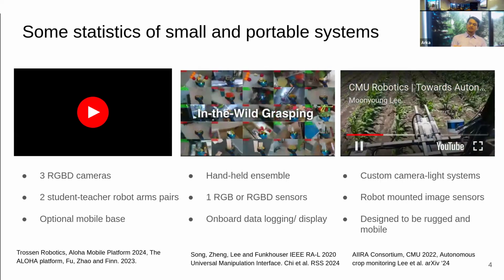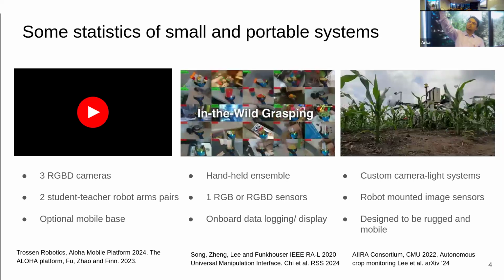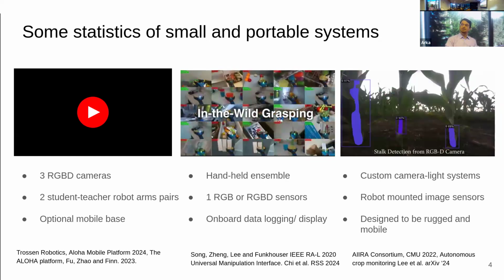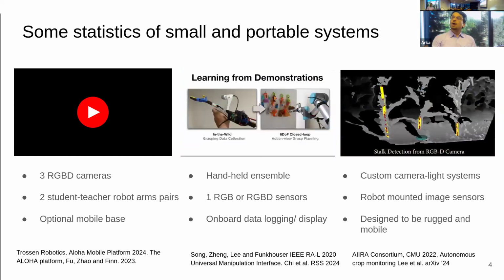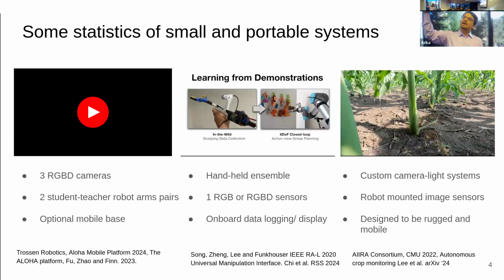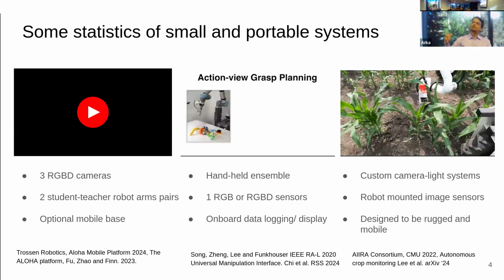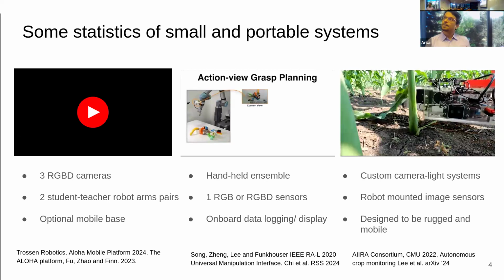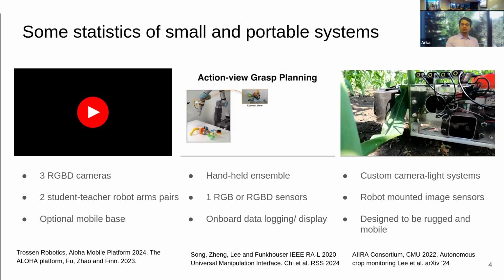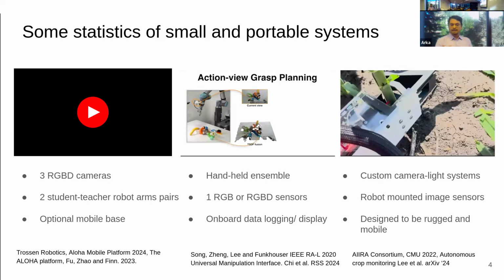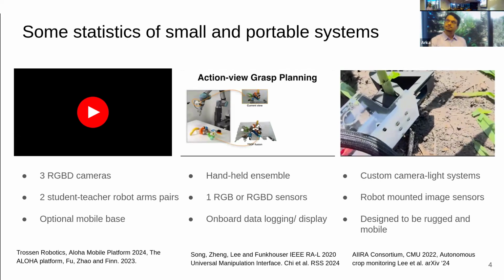Another important example of a field-deployed robot is this robot platform designed and developed by the AIIRA consortium here in Carnegie Mellon and other related schools, where the researchers designed and deployed a custom camera light system mounted on a robot platform into fields of Iowa to image and run diagnostics on corn and soybean plants. All these systems are designed to be portable and very robust, which comes at the cost of the quality of the data and the number of modalities captured.